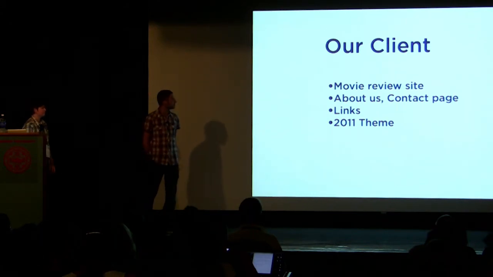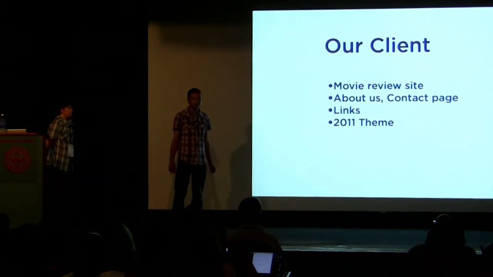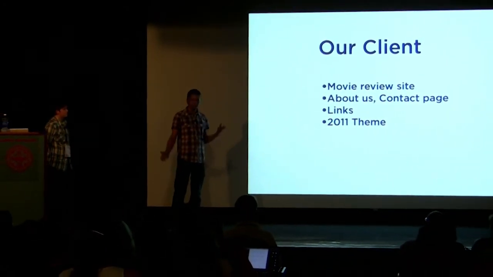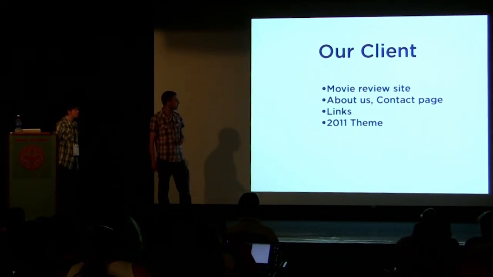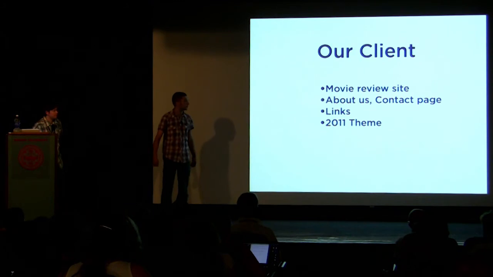So we have this prospective client that we're going to be making a website for. It's going to be a movie review site where they're going to be writing posts on movies, uploading cover screenshots, writing reviews. There'll also be some static pages like about us and contact. And we're going to base it off of the lovely new 2011 theme that just rolled out with WordPress 3.2.